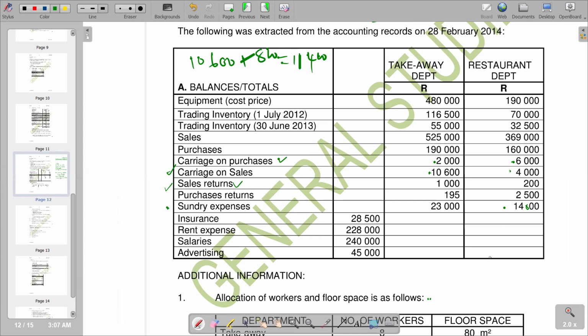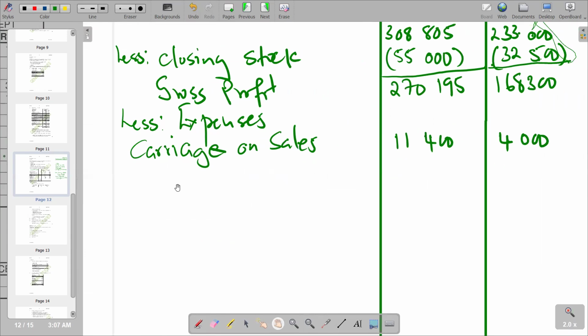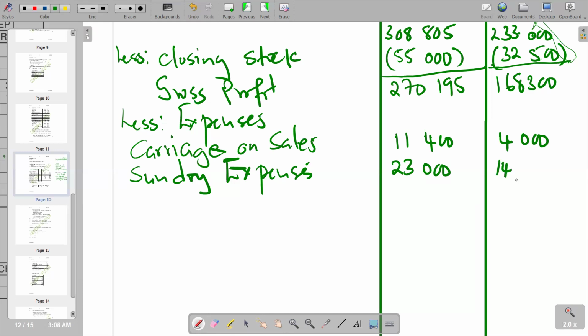So go to our answer section and say sundry expenses. And we are saying the figures that we have are 20,000 and 14,000. So this is what we have. And then go again back to our question.